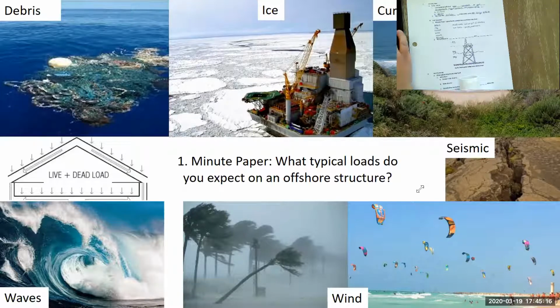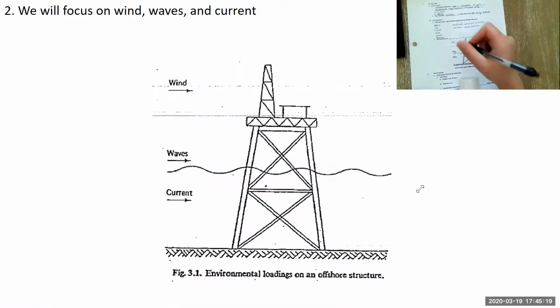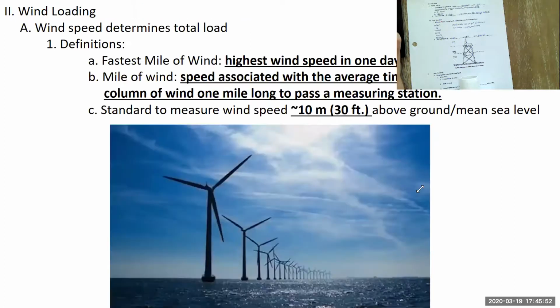For this class, we're going to focus on wind, waves, and current. As you can see in this simplified diagram 3.1. Again, wind is typically going to act above the still water level. You guys have talked about how waves can interact with piles and how waves can interact with structures in your waves class. And then also currents, which we can estimate using hydrodynamic loads from our fluids principles.